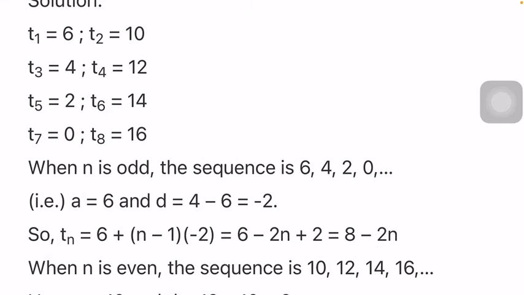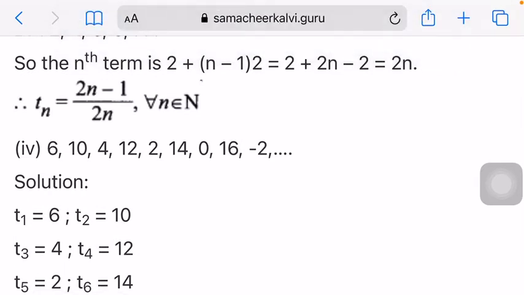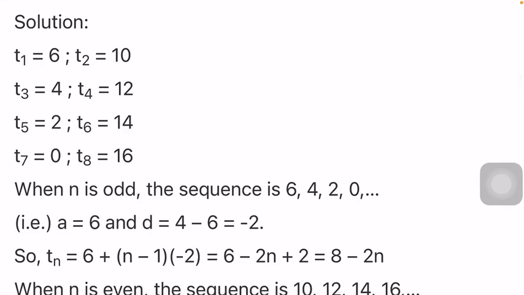A is equal to 6 means D is equal to 4 minus 6. The nth term is A plus n minus 1 into D. It has a common difference between them, 6, 4, 2. So the difference between two terms is minus 2. So A plus n minus 1 into D is the general term of the arithmetic progression. Substituting, 6 plus n minus 1 into D, where D is minus 2, gives 6 minus 2n plus 2, that is 8 minus 2n. That is for the odd terms.